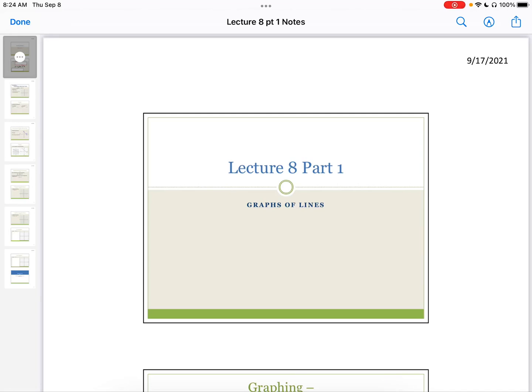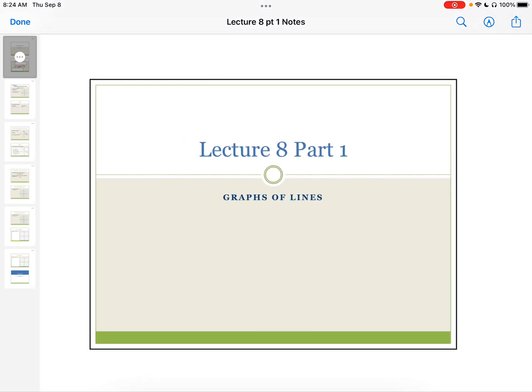Okay, guys, we're going to start out with Lecture 8, Part 1. This is just going to be a review lesson for you guys. All it's going to be is graphing lines. So we're going to talk about your slope-intercept form. After we talk about your slope-intercept form, we're going to talk about having them in the standard form like 2x plus 3 equals 6 and how we need to adjust that so that we can go ahead and graph those. So with that being said, let's go ahead and get started here.